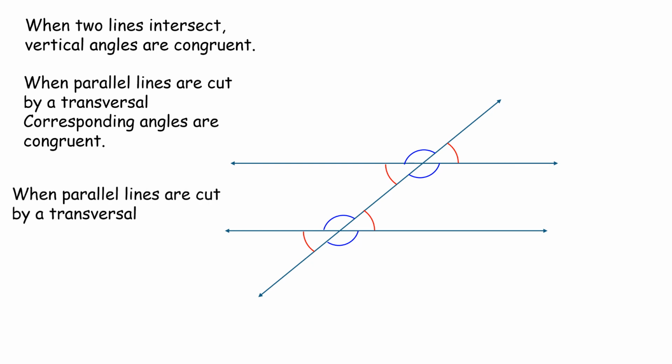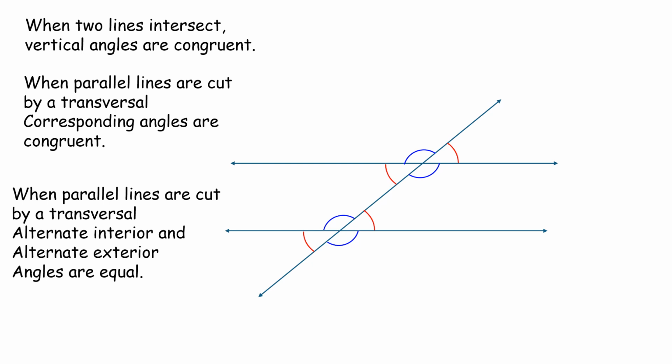When parallel lines are cut by a transversal, alternate interior angles, so watch carefully at the blinking angles. These are alternate interior angles. They're inside the parallel lines, and on the opposite sides of the transversal, they are congruent. There they are again. Two other alternate interior angles, and alternate exterior angles. So watch the blinking angles outside the parallel lines on opposite sides of the transversal. They are the same, and those guys also.